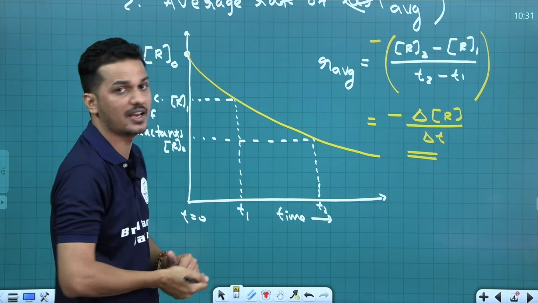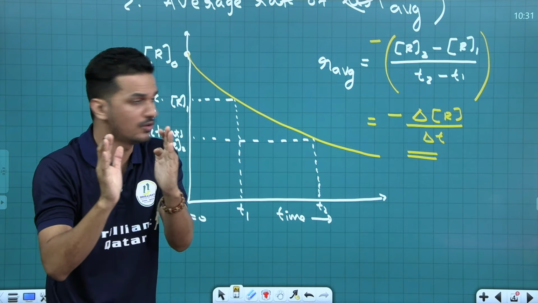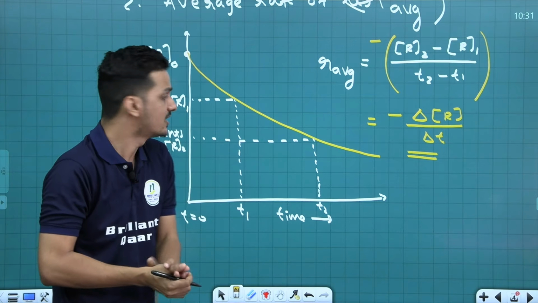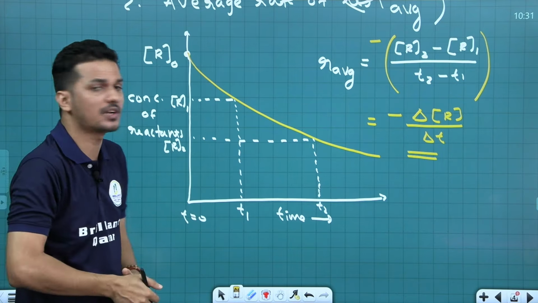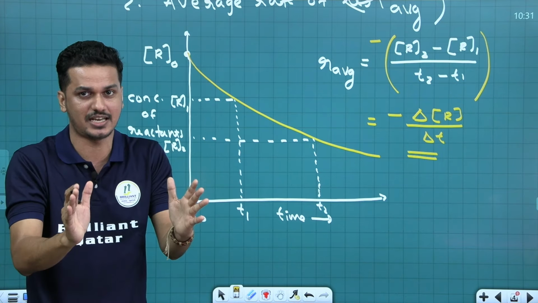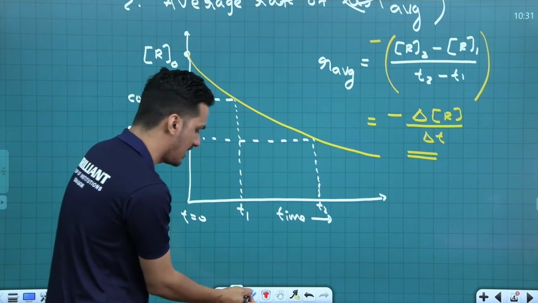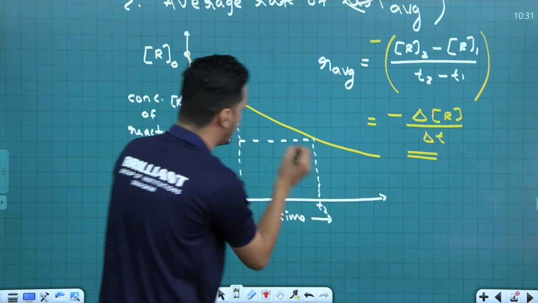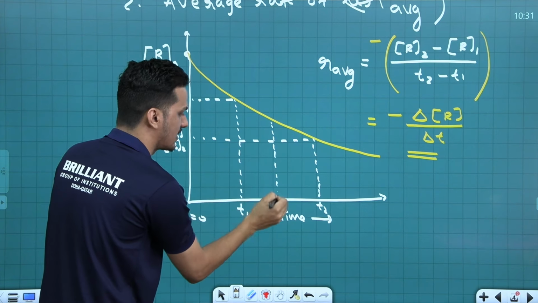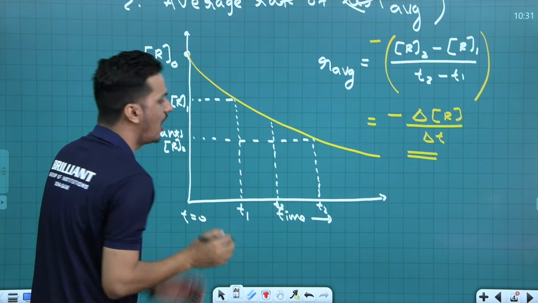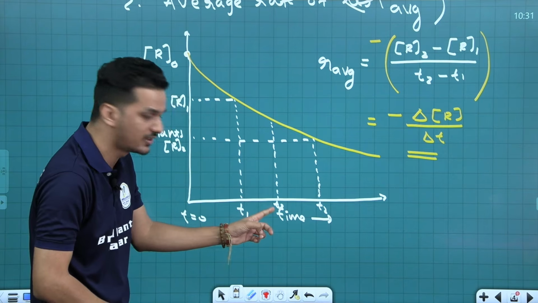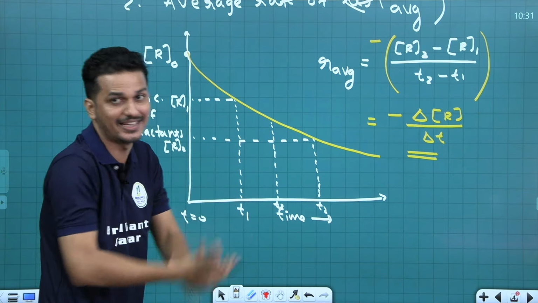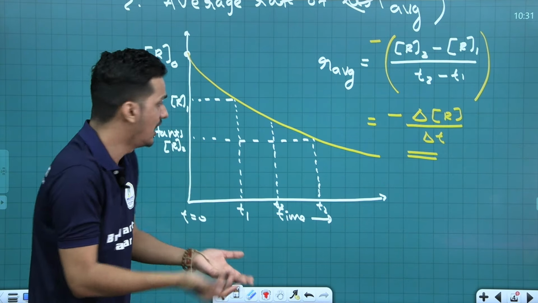Likewise, we can represent R average. I hope you got the idea very clearly. Similarly, if I want to calculate the instantaneous rate at a time period T3, I am considering some time T3 here. Then how will I find out what the instantaneous rate at time T3 will be? So how can I find out?